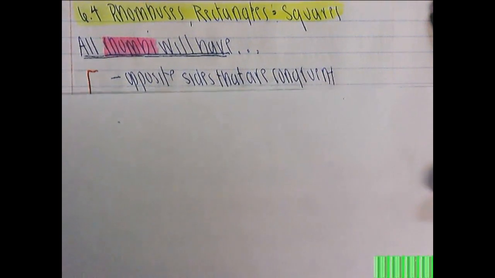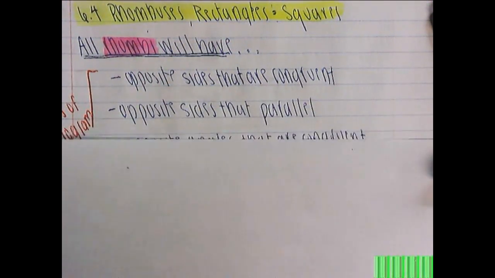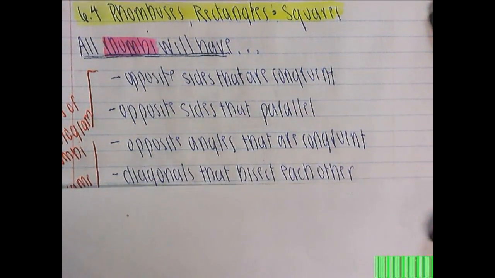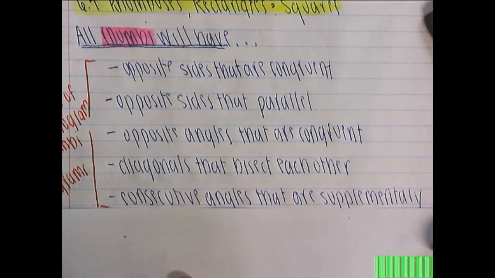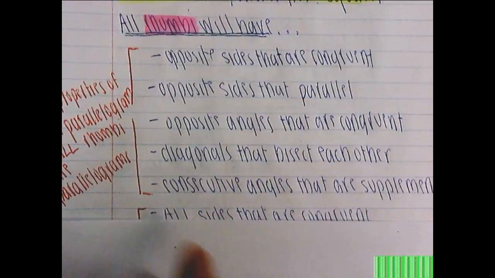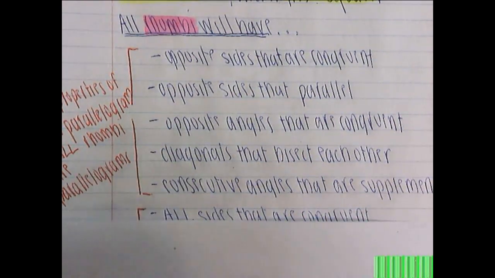What will it have? In order to be a rhombi, it needs opposite sides that are congruent. It also needs opposite sides that are parallel. It needs opposite angles that are congruent, and diagonals that bisect each other. And lastly, it needs consecutive angles that are supplementary. If you notice, these are all properties of a parallelogram. A rhombi will have all of the properties of a parallelogram.